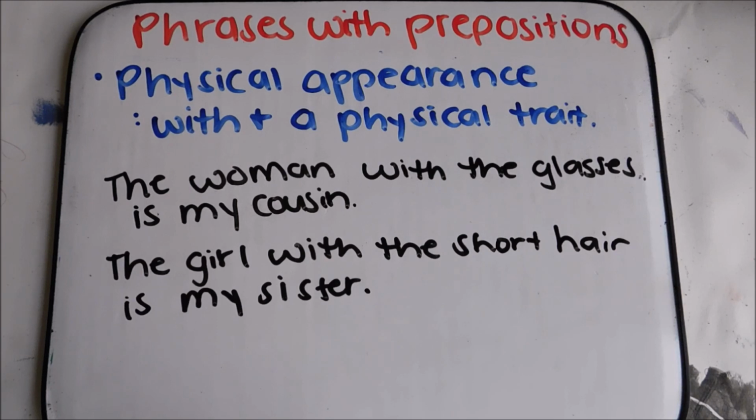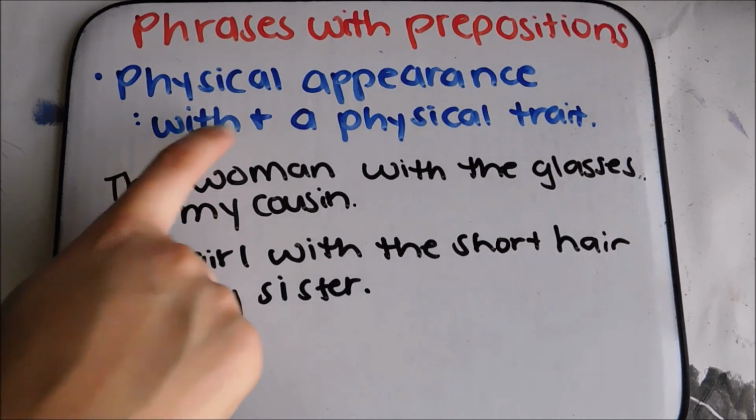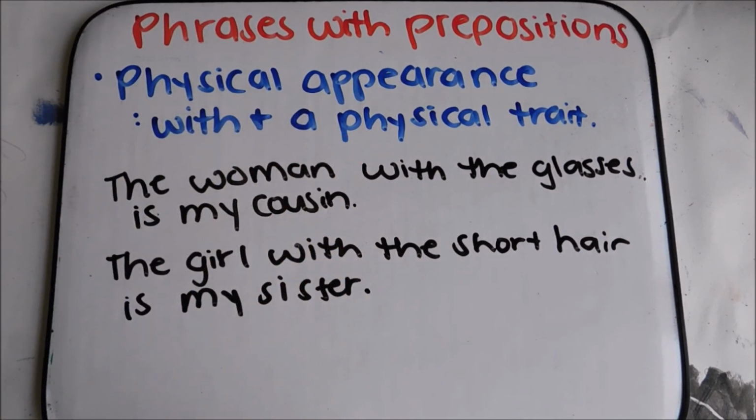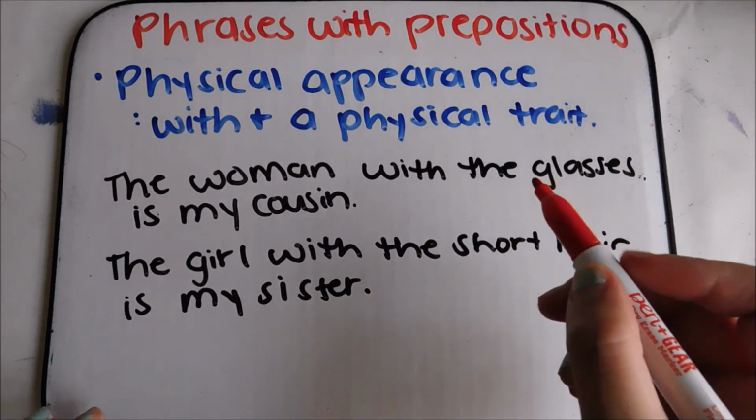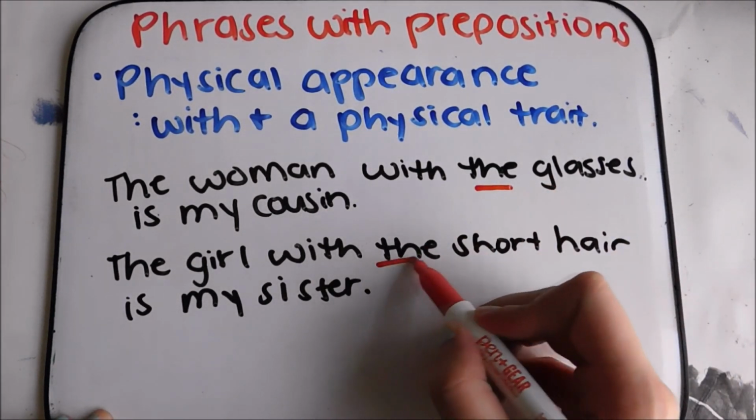With prepositions, we can also describe physical appearance, and we're going to use with and then a physical trait or a feature. For example, again, we're at a party and I tell you the woman with the glasses is my cousin. So you look over, you find the person wearing glasses, and that's my cousin. Or the girl with the short hair is my sister. Usually between with and the physical trait, we're going to put the.